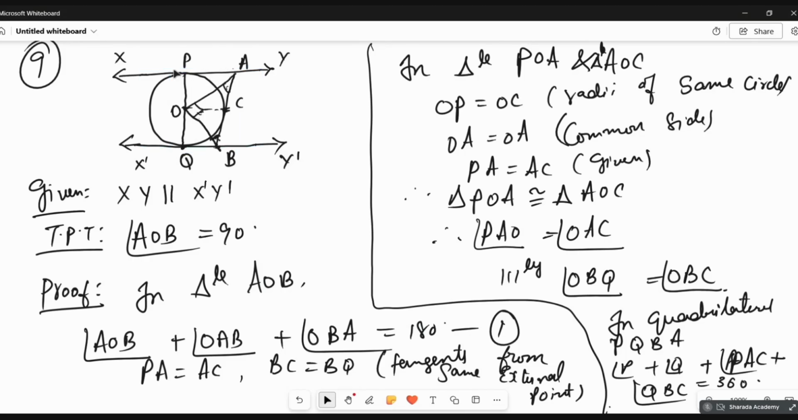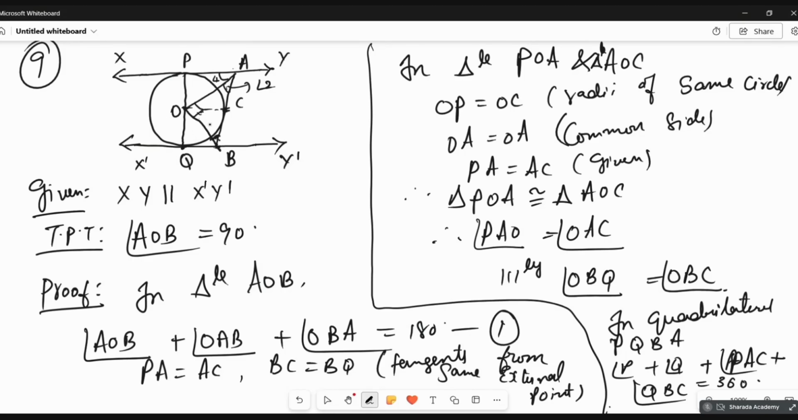How? PA is equal to AC because tangents from the same external point. OA is equal to OA, common side. OP is equal to OC because they are the radius of the same circle. So I can say these two triangles are congruent. Once they are congruent, I can say that these two angles are equal. I'll name them 1 and 2 so that it will be easier to understand. Now, angle 1 and angle 2 are equal by the congruency rule.